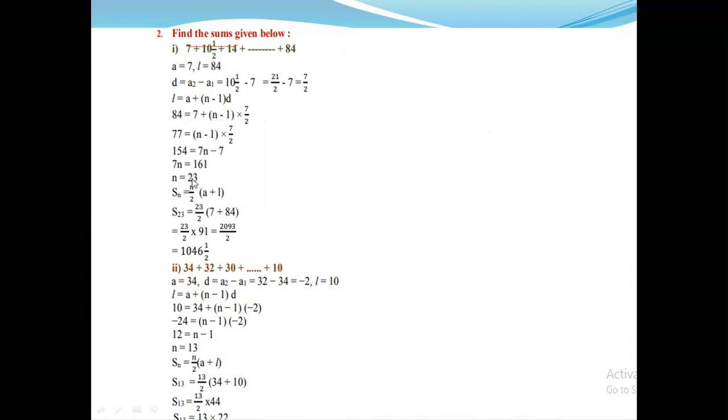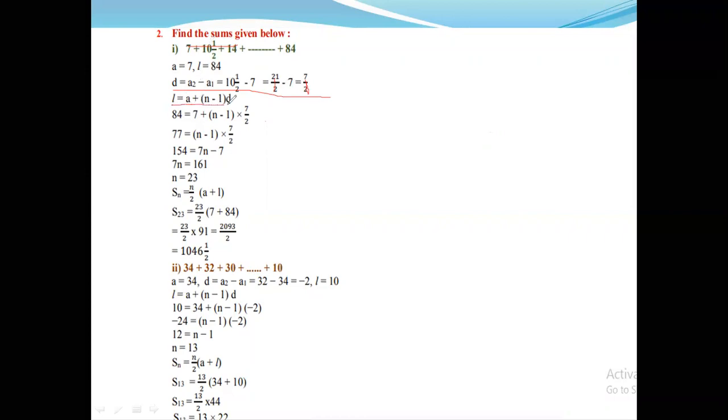So how to find it? See here, the difference d is equal to a2 minus a1. 10 and a half minus 7 is what? 21 by 2, it means 7 by 2 is the difference. From the first number to the second number, 7 by 2 is the difference. Approximately it is about 3.5. 7 to 10 and a half, 3.5 difference is there. So we are going to write it as it is.